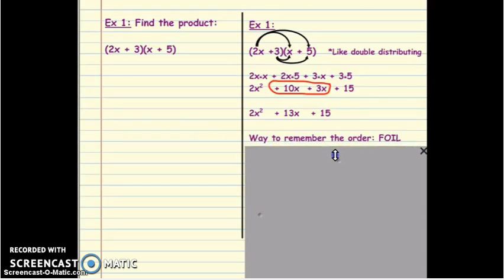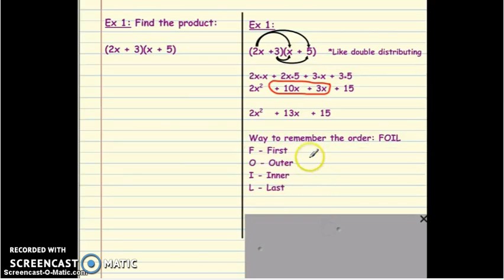Another way you can remember which ones to multiply is to use the acronym FOIL. FOIL stands for first, outer, inner, last. What you're going to do is multiply the first term in each set of parentheses. We did the 2x times the x. Then you multiply the outer, the outside terms. The outside one is 2x, and the outside one over here is 5. So we did our 2x times 5.